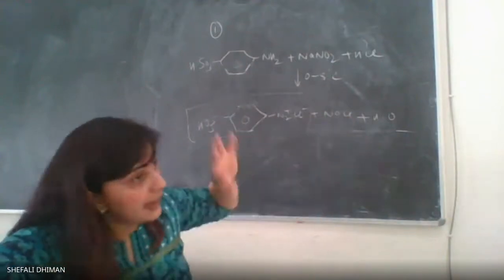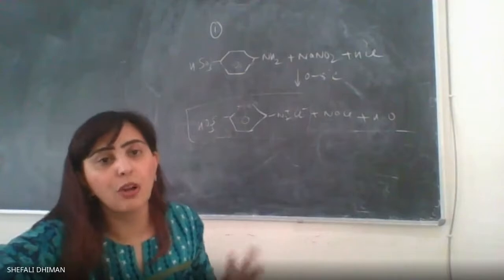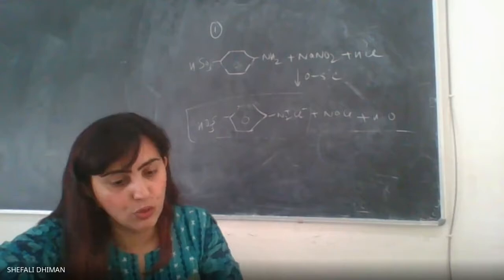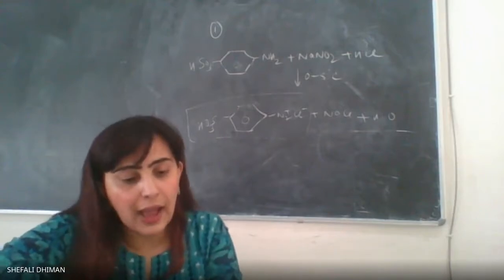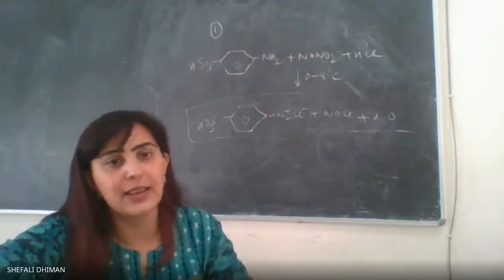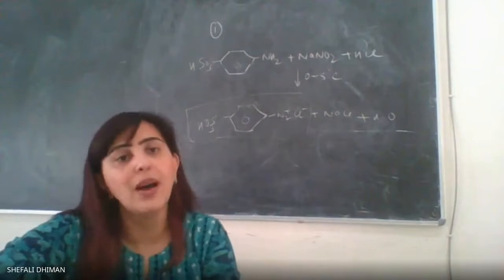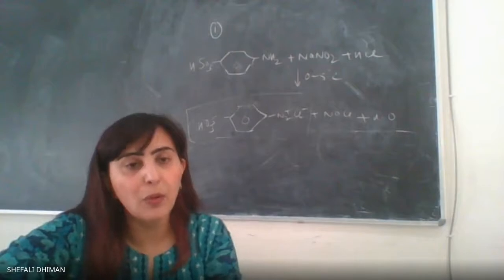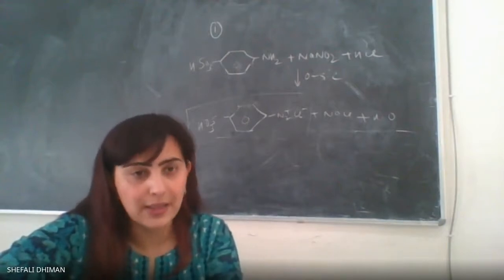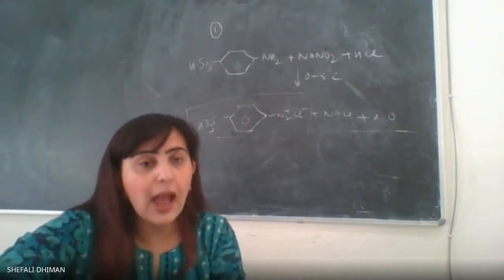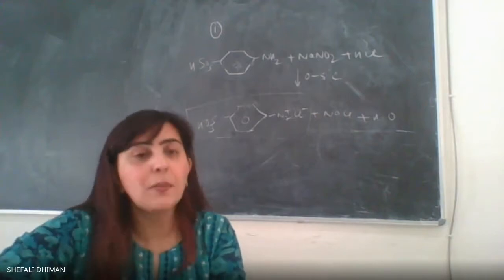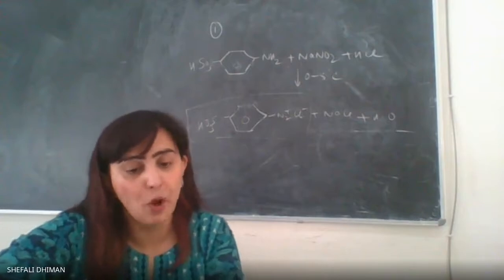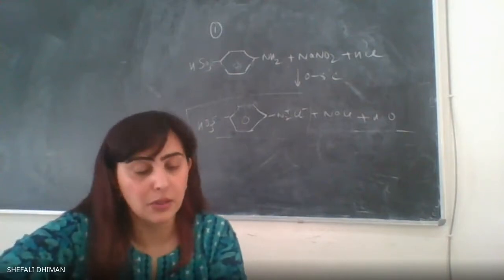Now you take another flask, and dissolve NaNO2, sodium nitrite, which is 2 grams, in water, and add it to the solution of the sulfanilic acid prepared in step number 1. So I repeat again, in step number 1 we prepare a solution of sulfanilic acid in sodium carbonate, and in step number 2 we prepare a solution of sodium nitrite, which is 2 grams in approximately 10 ml water.